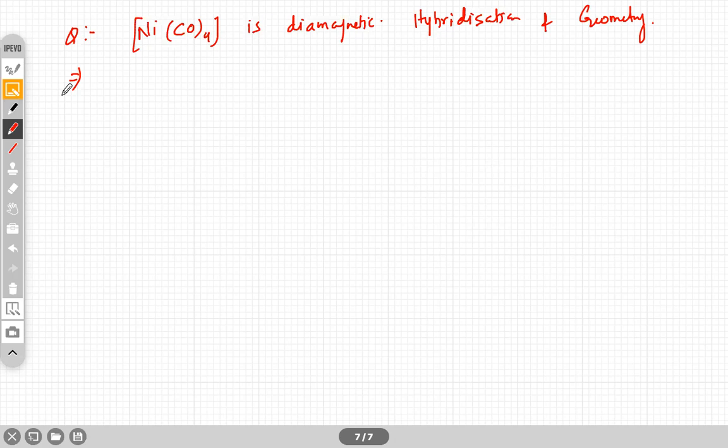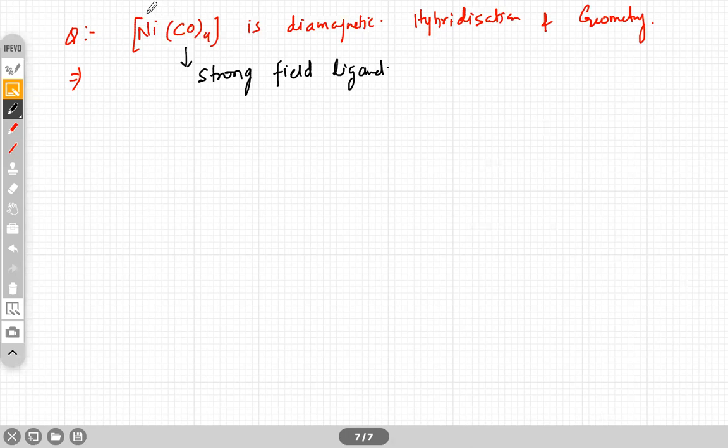Tell me the answer. CO, the carbonyl group. Yes, dsp2, square planar. Okay, CO is a strong field ligand that you should know. The carbonyl group is a strong field ligand. So there will be pairing against Hund's rule.